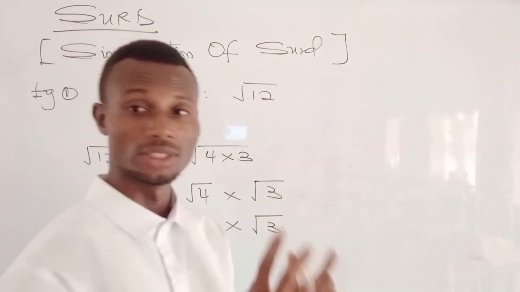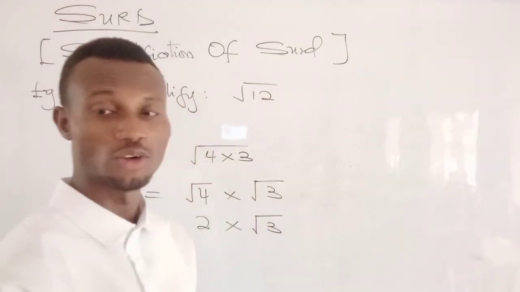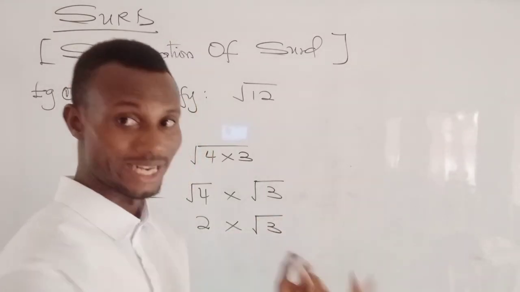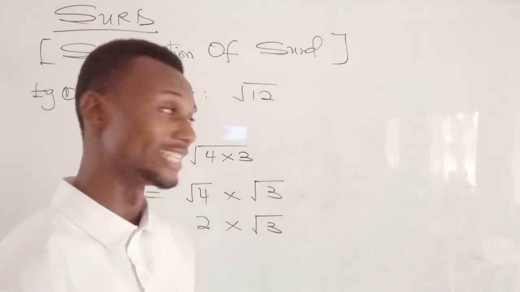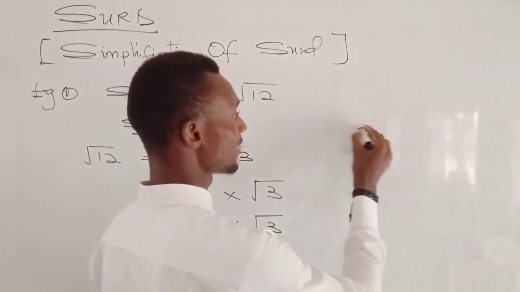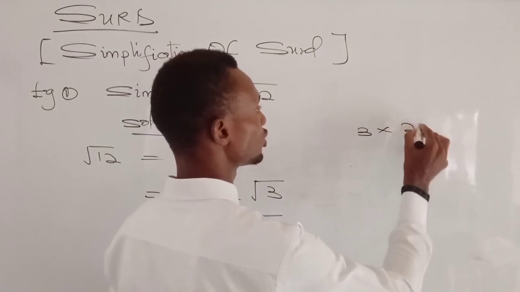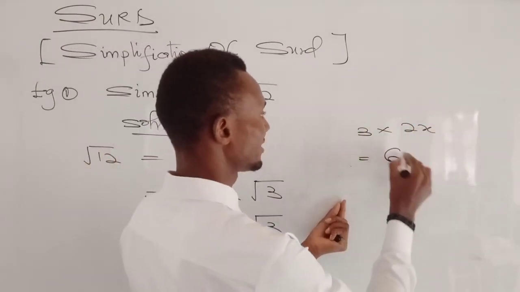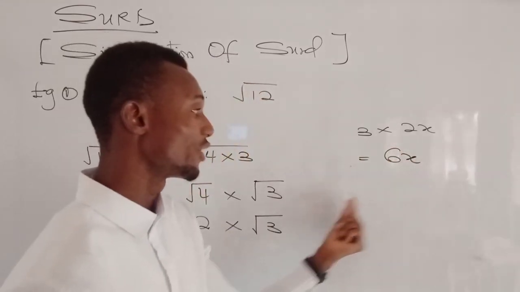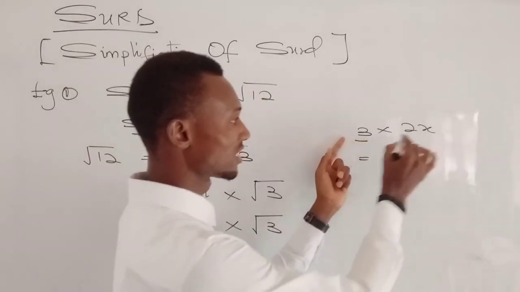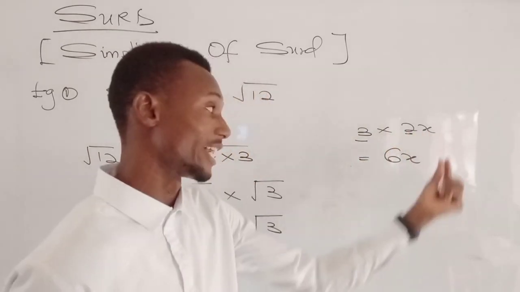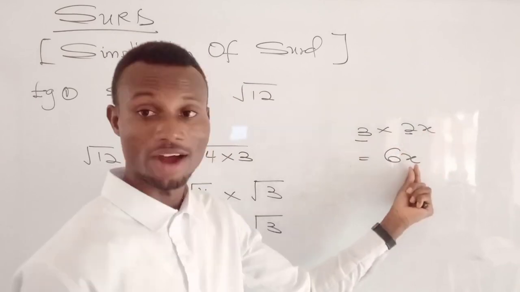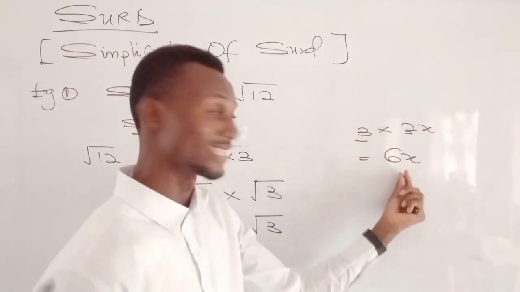Now we are going to apply the knowledge that we've had on multiplication of algebraic expressions. It's similar to it. For example, if I have 3 times 2s, and I'm to simplify this, it's going to be 6s. How did we get the 6s? This 3 multiplied the 2, which is the coefficient of the variable s. So 3 times 2 gives 6, then we attach our variable s.